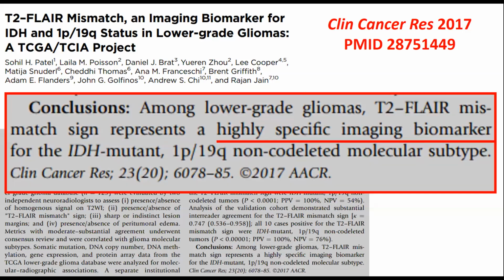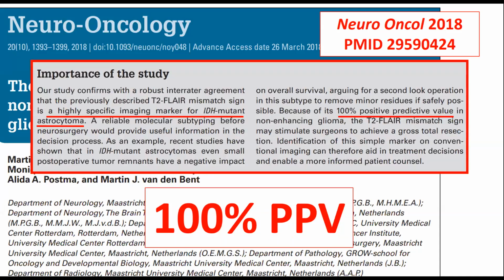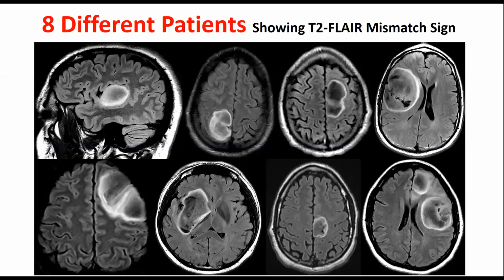Patient's an adult, T2 flare mismatch sign, positive predictive value. Here it is, 100%. That's highly specific, 100%. There's the validation study, 100%. PPV. Negative predictive power, pretty lousy, which means if it's not there, it could be either, it might be mutant, might not be mutant, you don't know.